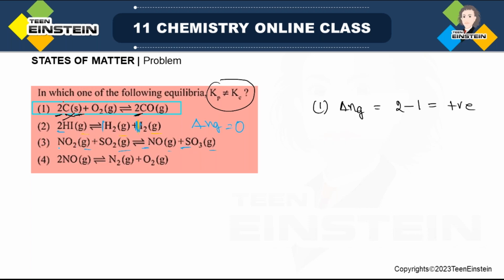1, 1, 1, 1. Here also del Ng is 0. And the last one. Here also it is 1, 1, 2. That means again del Ng is 0. So that is why for all these three cases, Kp is basically equal to Kc. Only the first one is not equal to Kc. So option 1 is the correct option.